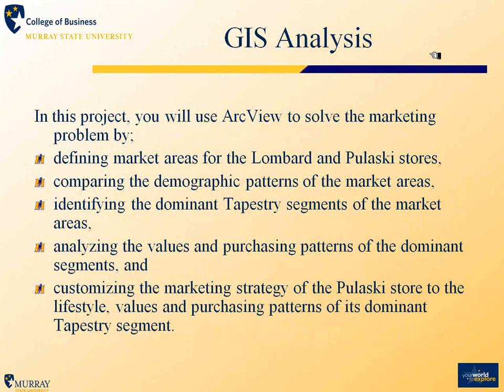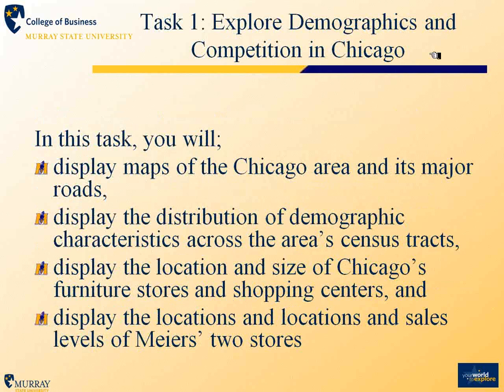In this process, you'll use ArcView and ArcGIS to solve this problem by defining the market areas for the stores, looking at the demographic characteristics of those areas, and comparing those to make sure that the tenet that they are the same still holds. And then you'll look at some of the differences in tapestry composition between the two market areas and the resulting variations in values and purchasing patterns between the stores, and then how that information can be used by Meiers to customize the merchandising in the Pulaski store.